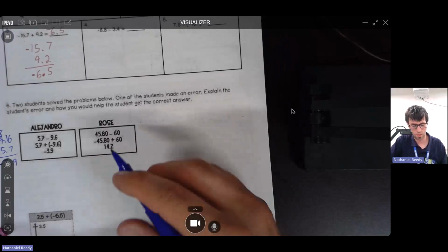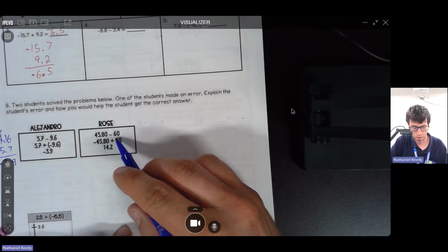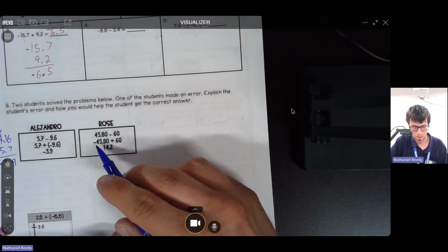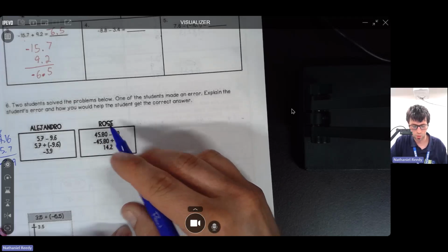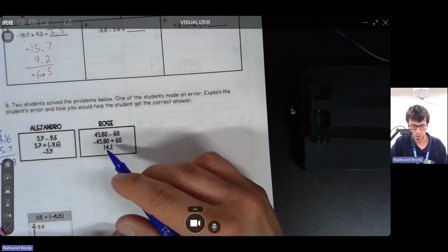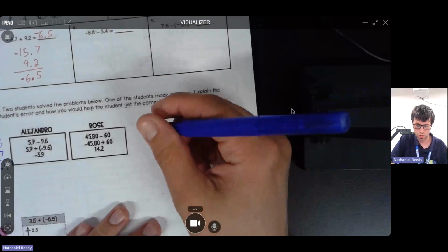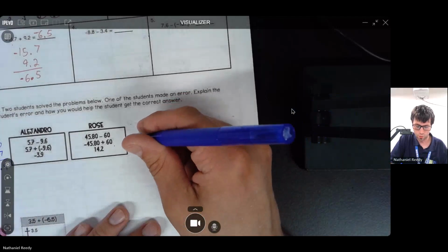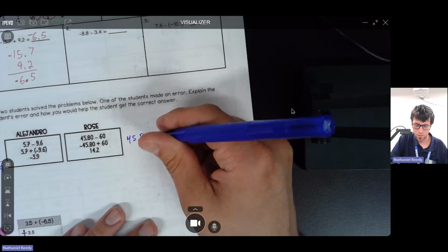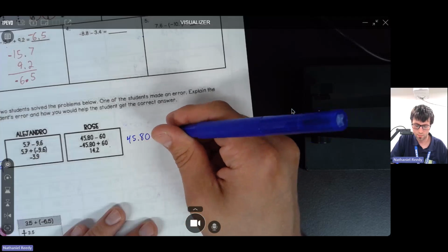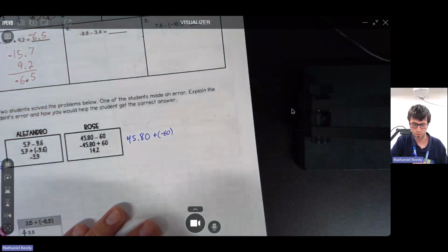So does that mean Rose made the mistake? She said 45.80 minus 60 is the same as negative 45.8 plus 60. Well, that's not right. You're switching signs here. You can't just swap signs around. That negative was attached to the 60. So she could have said something like 45.80 plus a negative 60. That would have been fine.